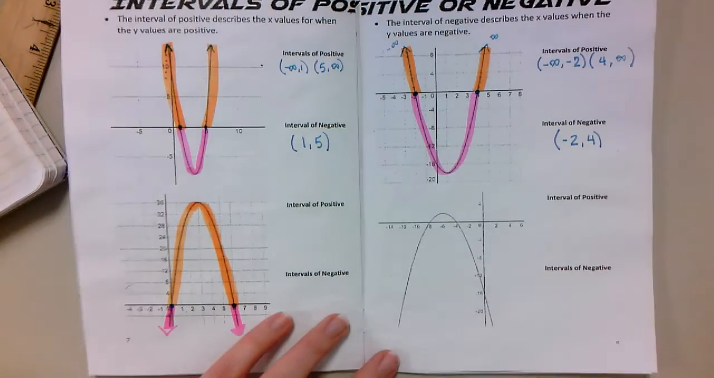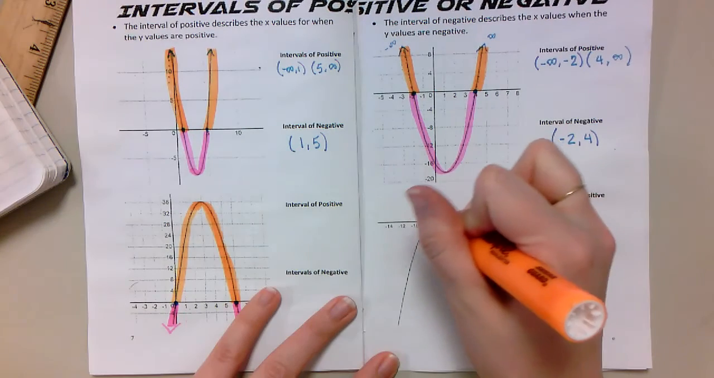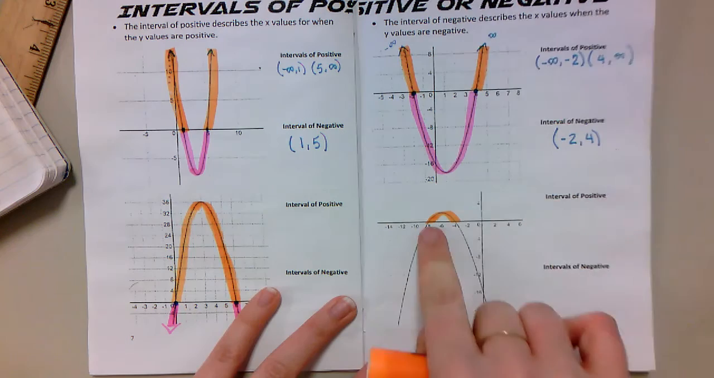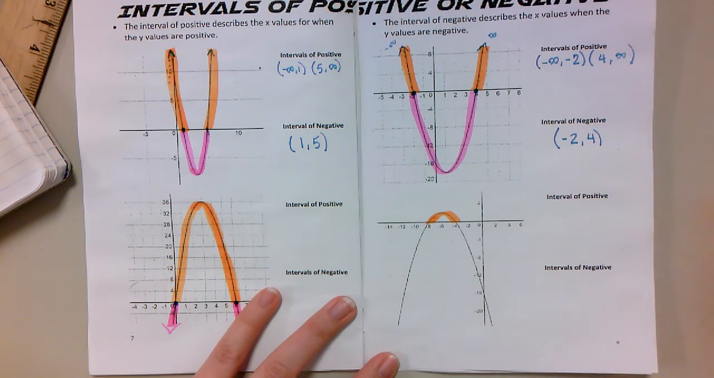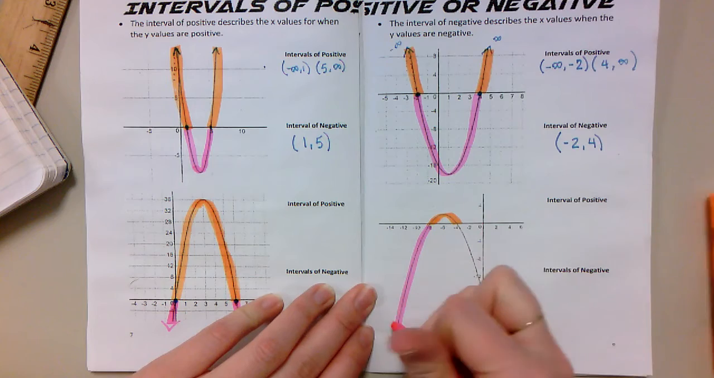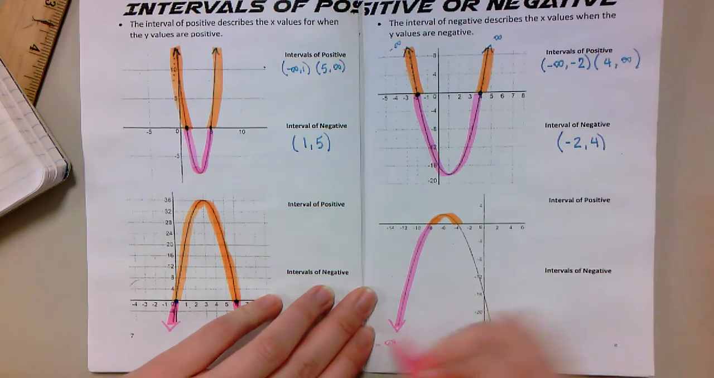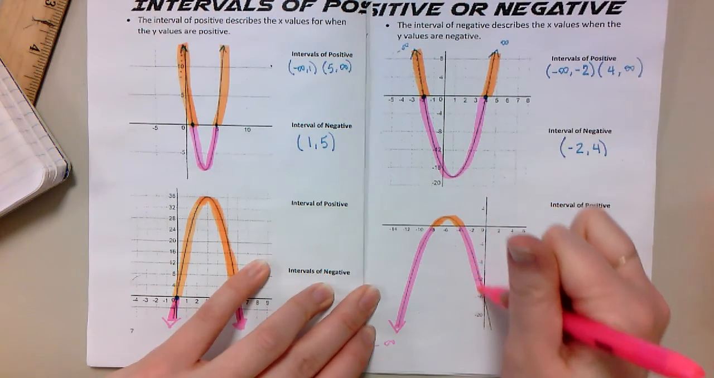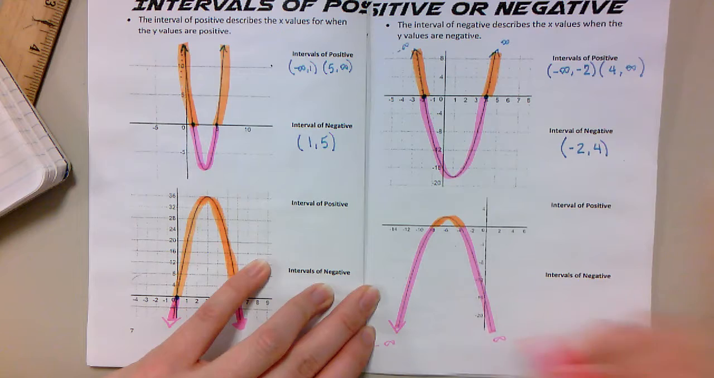So again, you'll do this one. I'll color it for you. This part between here and here is positive. From that point down to negative infinity, and from this part down to positive infinity.